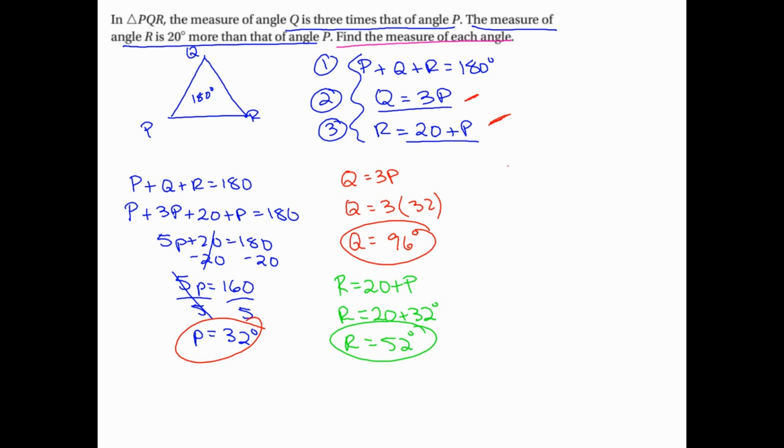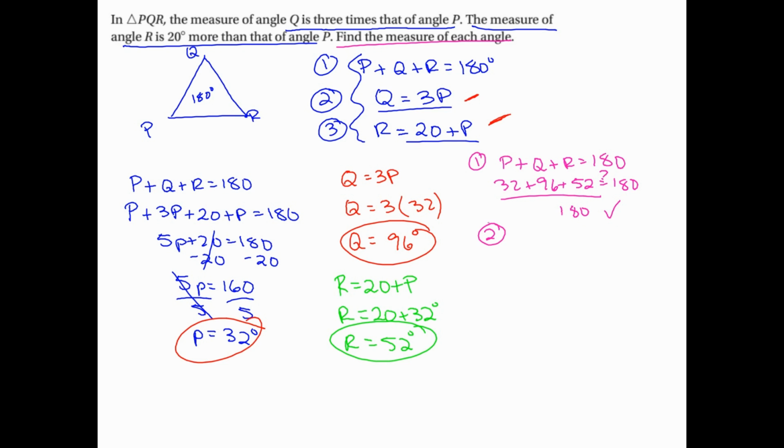So in our first one, let's see if it satisfies that condition of 180 degrees. So let me just write out P plus Q plus R equals 180. So now I have 32 plus 96 plus 52 equal 180. Is that true? Well, you could just type this into your calculator and you're going to get 180. So it fits there. So that was number 1.